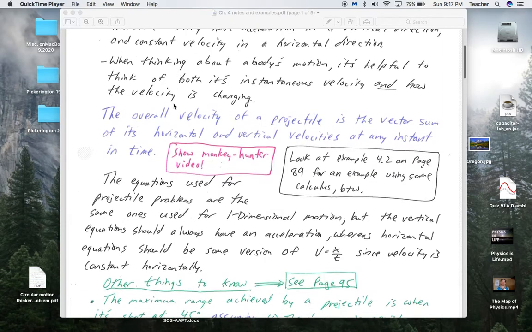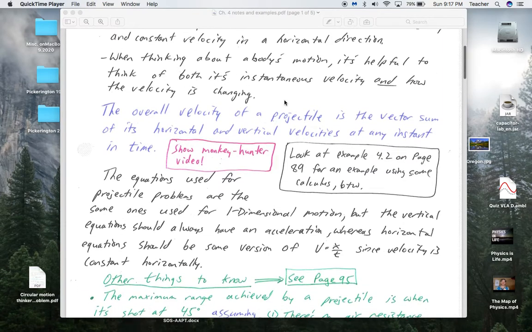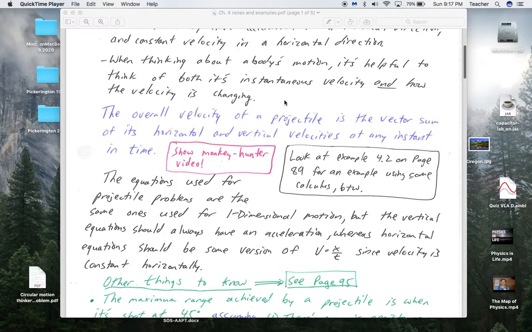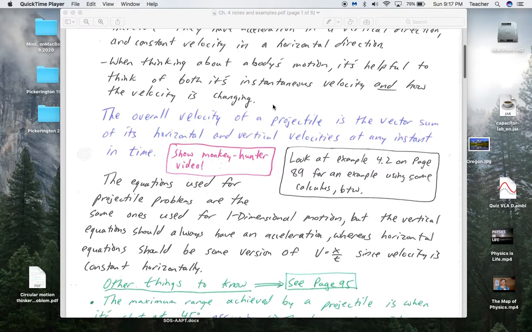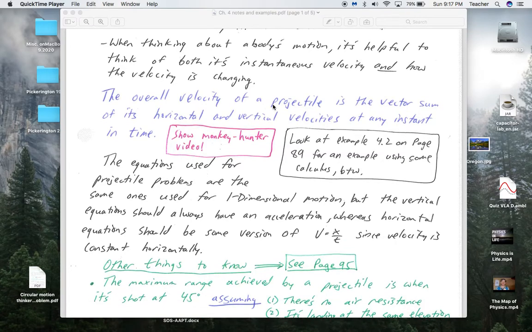So when we think about an object or a body's motion, it's helpful to think of its instantaneous velocity and how the velocity is changing. So what's it doing at that instant, and is it increasing, decreasing, what have you? So the overall velocity of a projectile is the vector sum of its horizontal and vertical velocities at any instant in time.